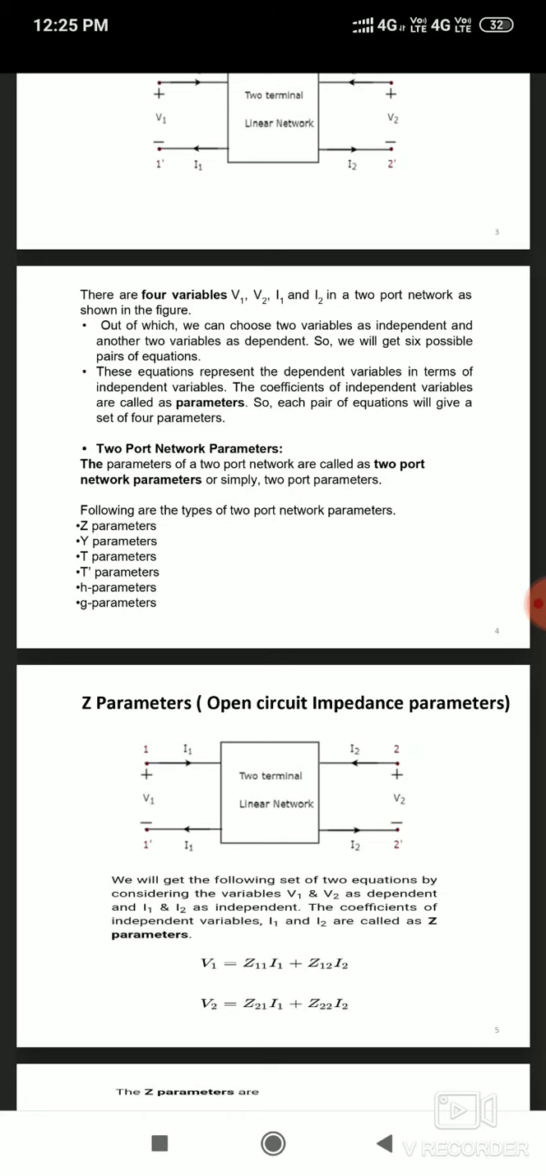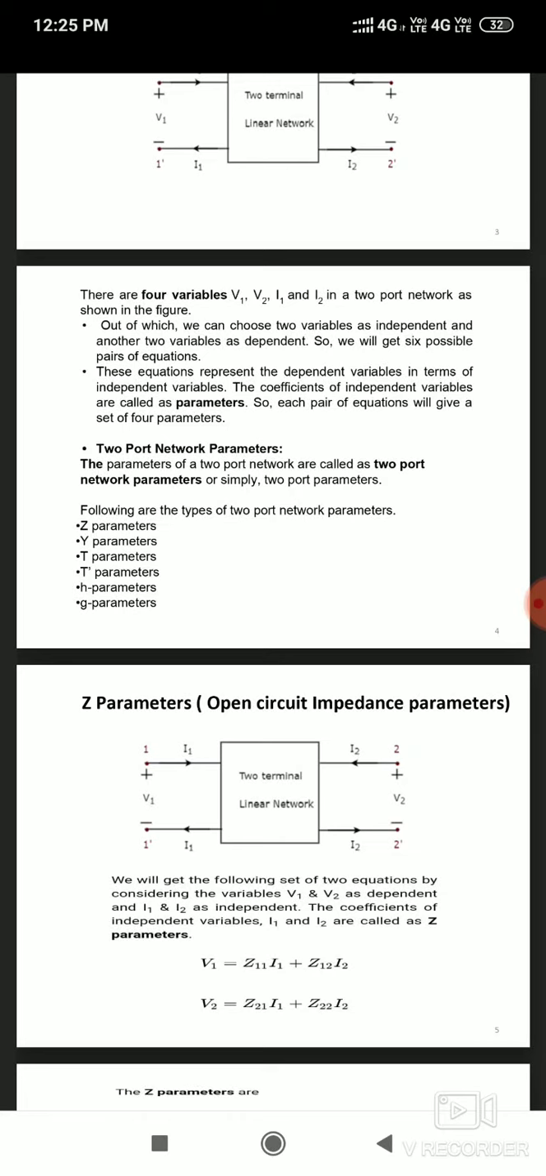For that, you have to clear the basic concepts and the fundamentals of two port networks. That's why you have to understand all these concepts. What is the meaning of port? What is the meaning of two port network? What do you mean by two port variables? What variables are there? How are they assigned? Okay, so what are these variables?